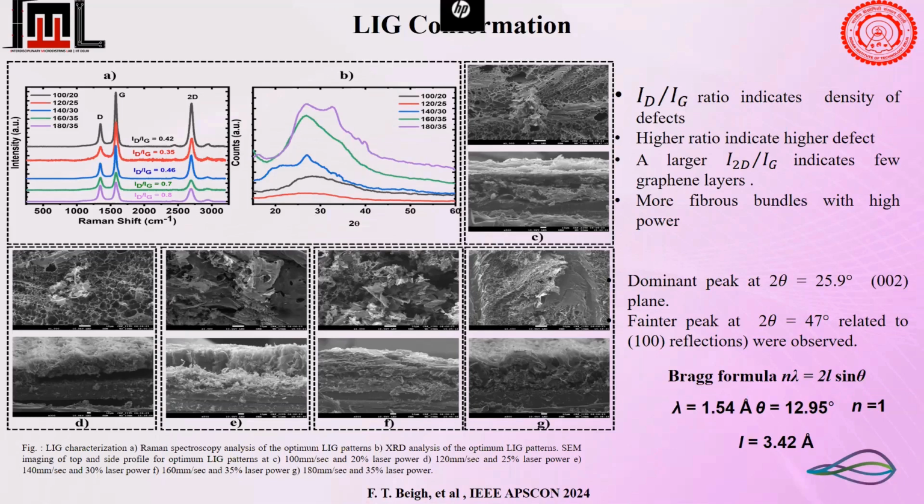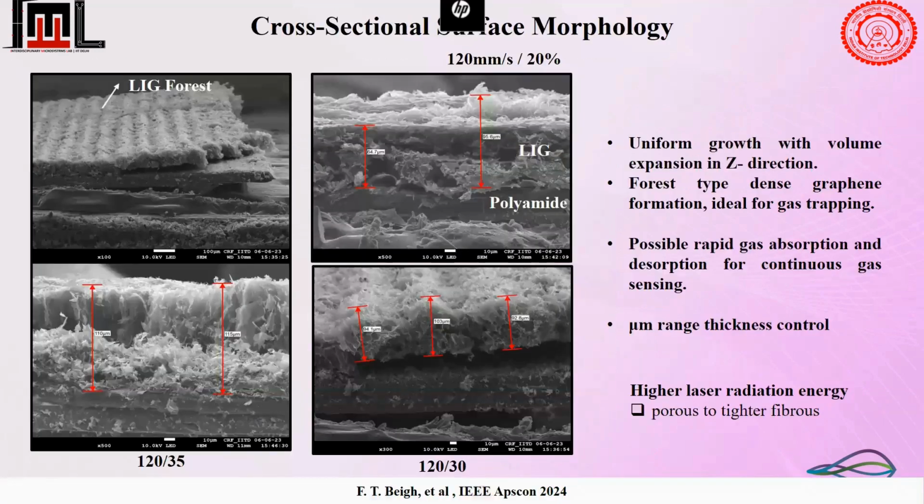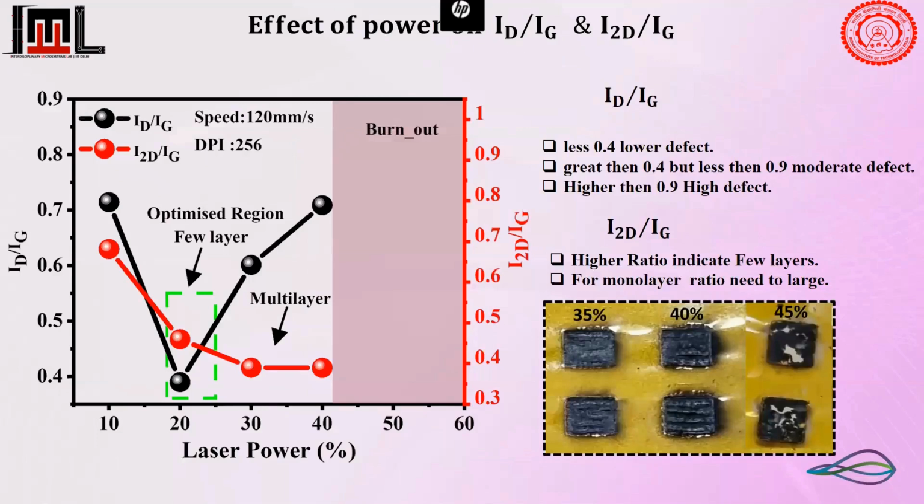Similarly, we did XRD as well, and we found that our dominant peak is at 25.9 degrees, clearly identified as the 002 plane, while a fainter peak is at 47 degrees. Then we did SEM analysis in order to see the thickness of the graphene grown, and we clearly see that at higher power, the graphene growth is reduced and it actually becomes very thin, and it loses substrate adhesion. Then this is again the similar thing that we talked about, the ID by IG ratio. Beyond 45% of power, you are losing the material itself.